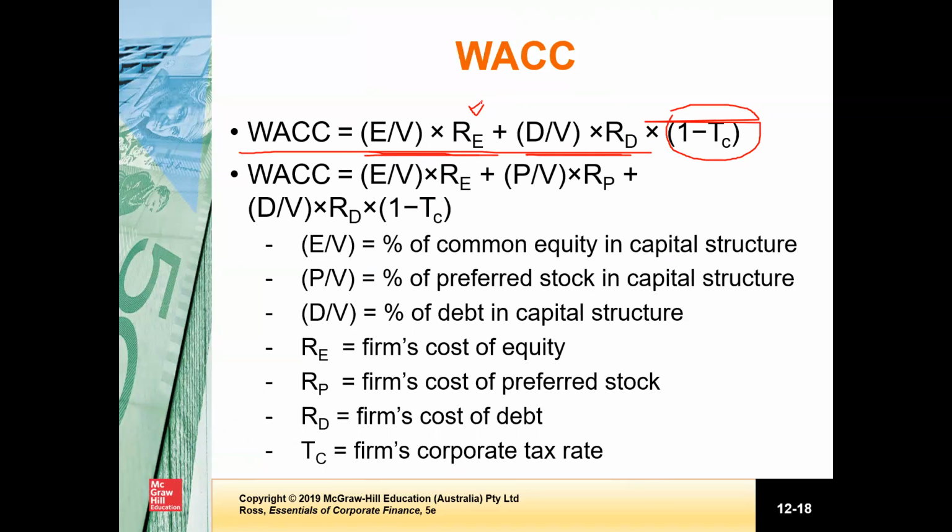However, sometimes you may have both ordinary equity and preferred equity. So in that case, this is the cost of ordinary equity, this is cost of preferred equity, and this is cost of debt, again multiplied by the tax component. Each of the individual cost components is multiplied by their weights. And as we sum them up, we get the overall or the weighted average cost of capital.